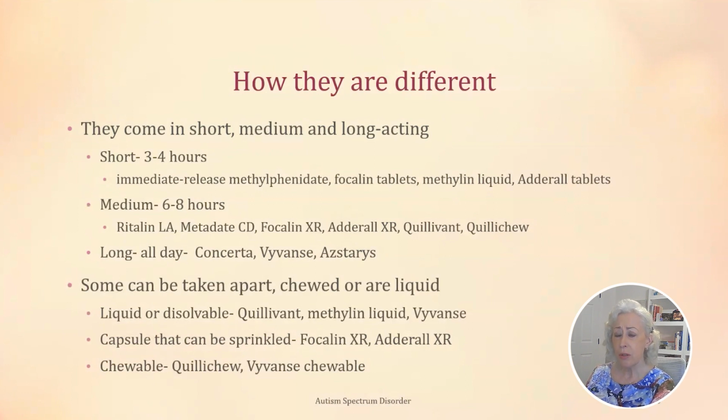An issue that certainly comes up very often in individuals with the autism spectrum is whether they can swallow a capsule. So some of these medications can be either capsules that can be taken apart and sprinkled. There are some chewables. So there are a number of options that should make it possible to find a reasonable prescription for pretty much any patient.